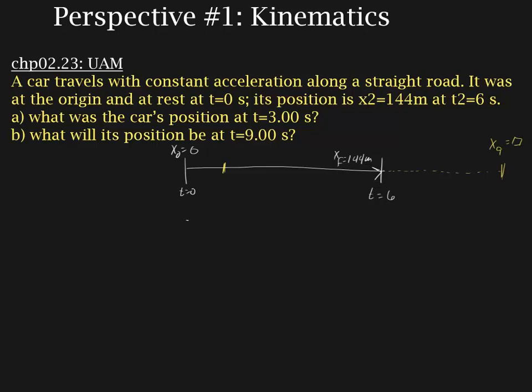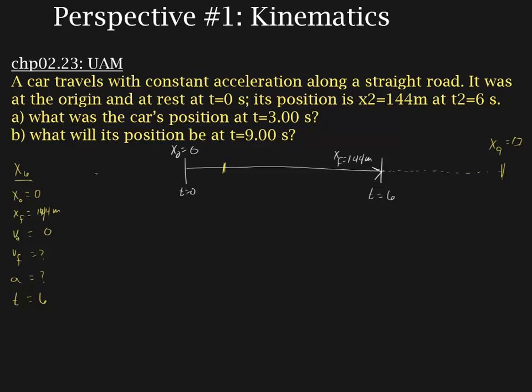Next thing we need to do is to set up our lists of information. So initially we're going to have information for x6. So we know that x initial is equal to 0. X final, they tell us, is 144 meters. V initial is equal to 0. V final is an unknown quantity. The acceleration is also an unknown quantity. And of course the time there was 6 seconds.